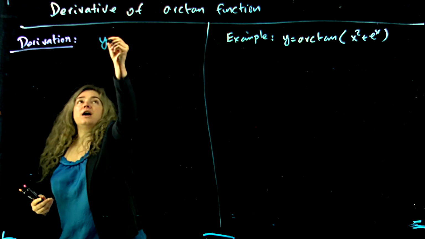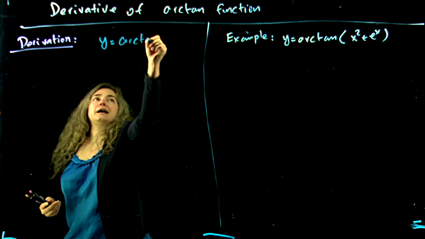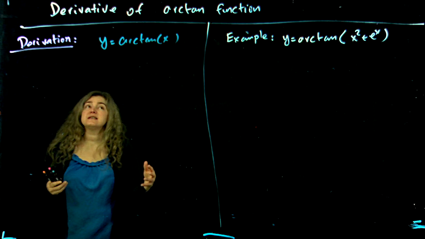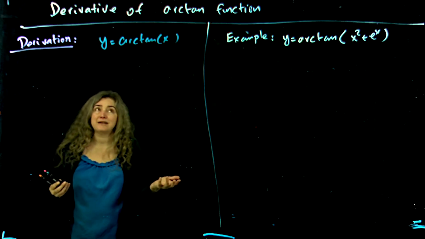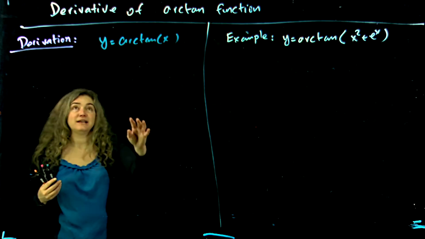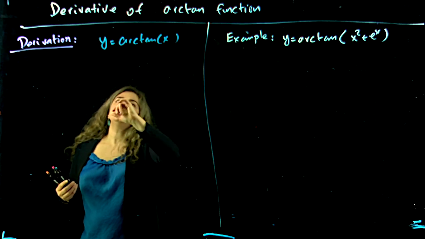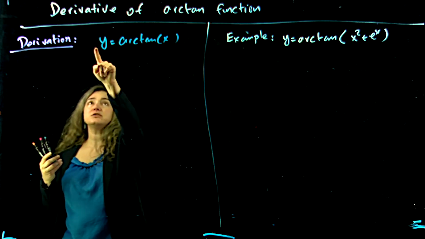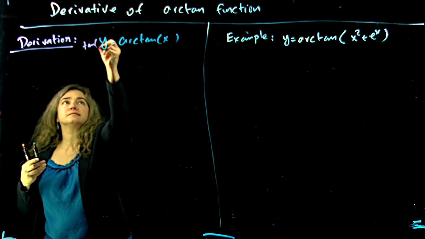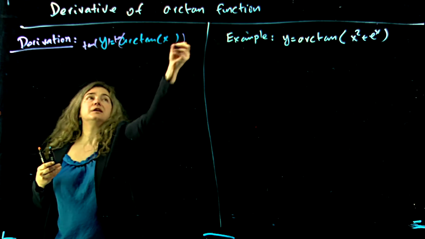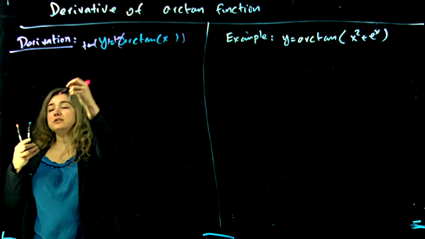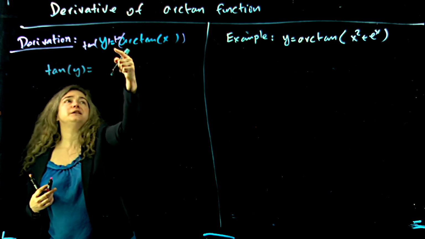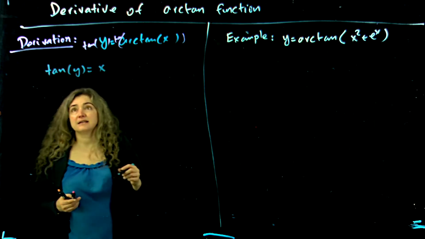So we're starting with y equal to arctan of x. I don't know how to differentiate arctan of x, but I know how to take the derivative of tan of x, or tan of y in this case. So what I do is I take tangent of both sides. Then tan of y is going to be tan of arctan of x, which is x.